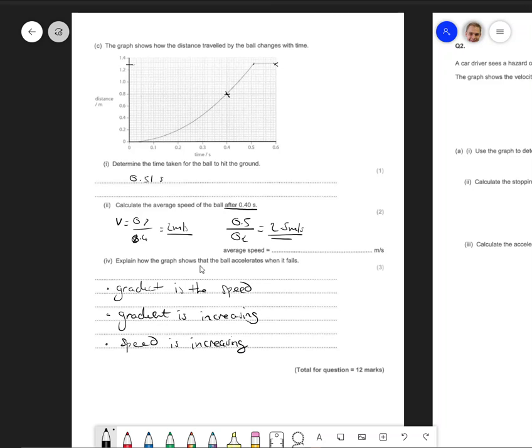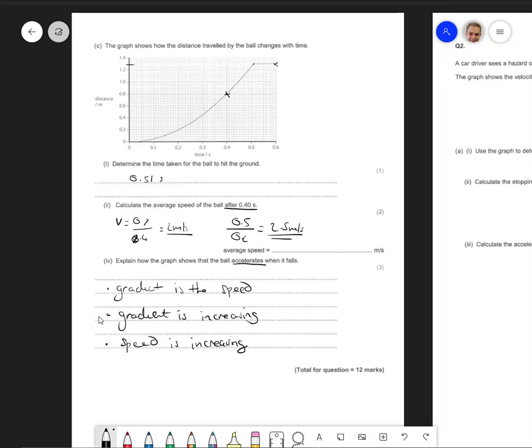Now there are a few different ways to talk about it. I've seen people who did some calculation from the graph, doing an average speed here and here. So you can show from the graph that the speed is increasing, but you don't necessarily need to. What's important is that you can't just say it's accelerating, because you're already given the word acceleration. You need to make an explicit link between acceleration being an increase in speed.